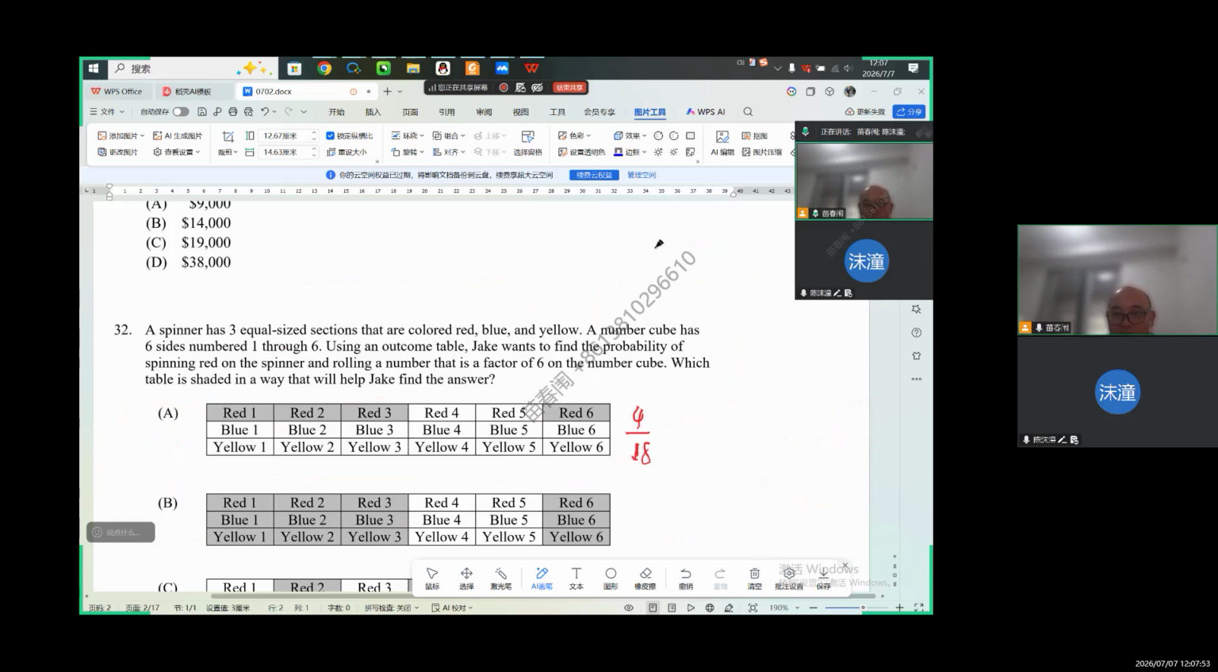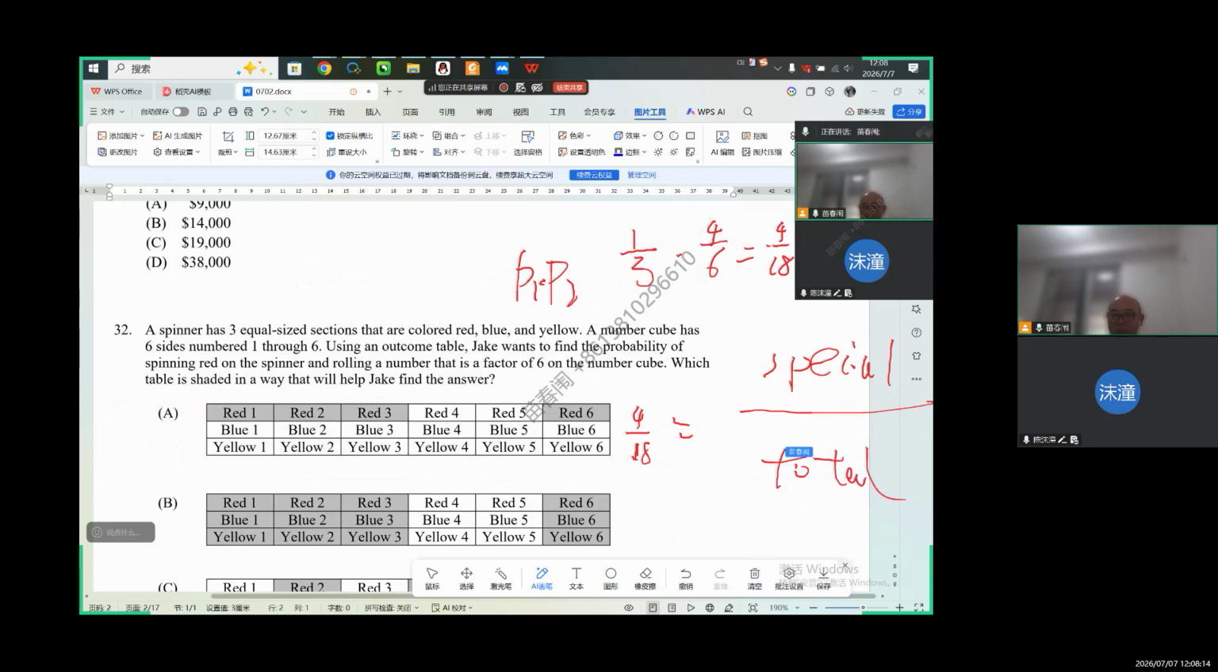Or I can use 1 over 3 times 4 over 6. It's also 4 over 18, right? They're both okay. Does it make sense? P1 times P2, and this one just uses how many special outcomes you have and how many total you have. Can I say this is one we can go for? Is that okay? Because the calculation is not that bad. It just uses P1 times P2.